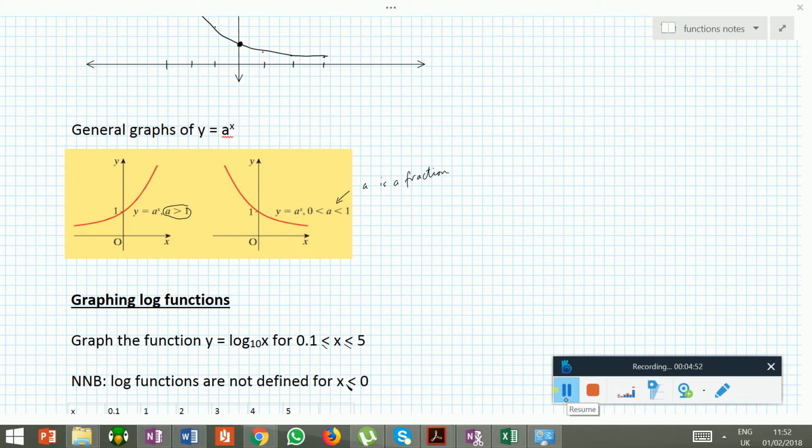If you have y equals 2 to the x, for instance, and the number here is greater than 1, then it looks like this. Whereas if you have a fraction in this position, the graph is going to look like that.